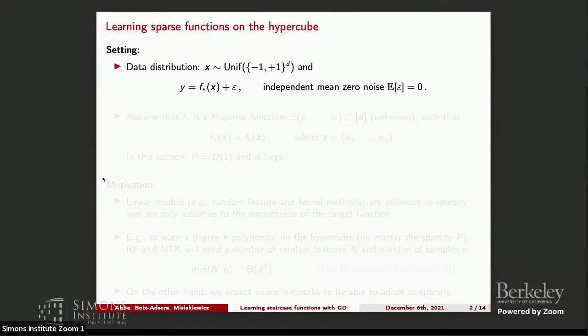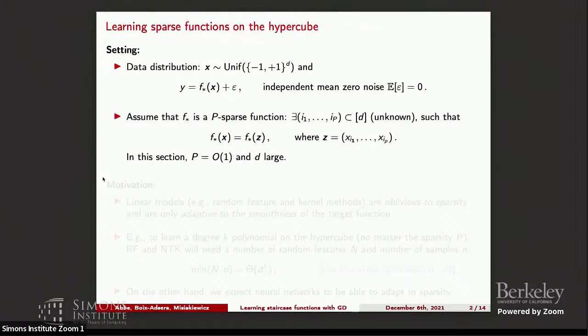So we'll take data X uniformly distributed on the hypercube in D dimensions, and we'll consider Y to be a noisy measurement of a target function F star. We'll assume that F star is p-sparse. That means there exist indices I1 to IP, unknown, so that F star only depends on this subset of coordinates. In this section, we'll consider P to be bounded and D large enough.